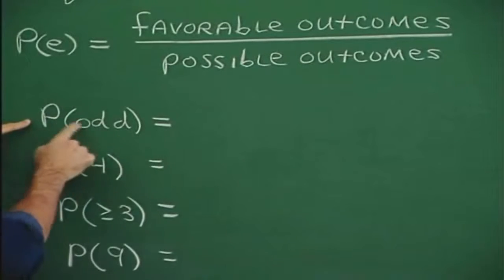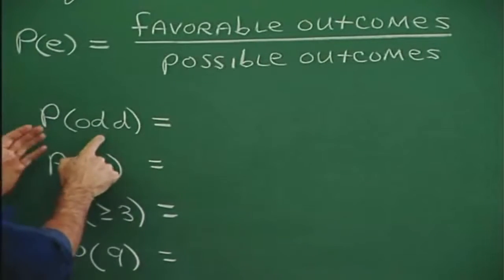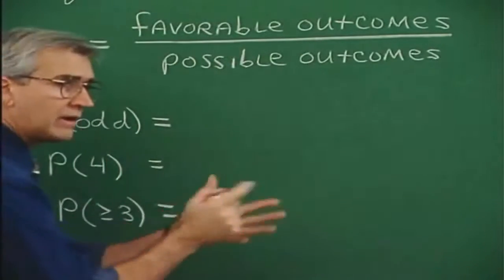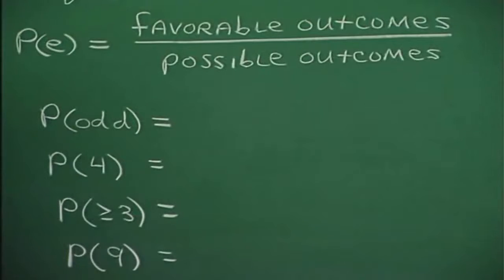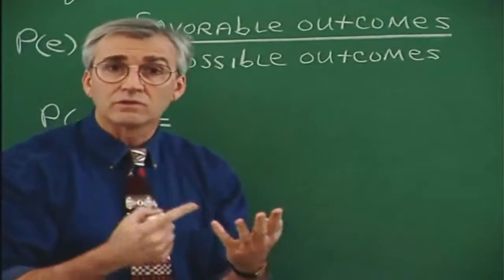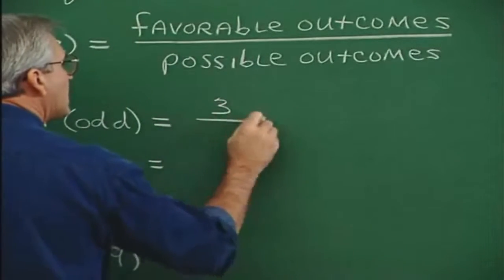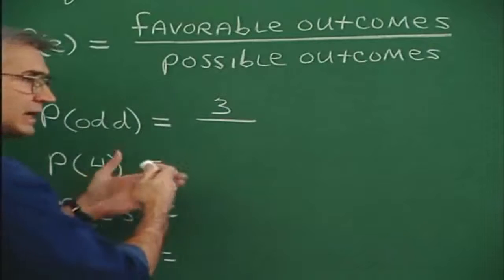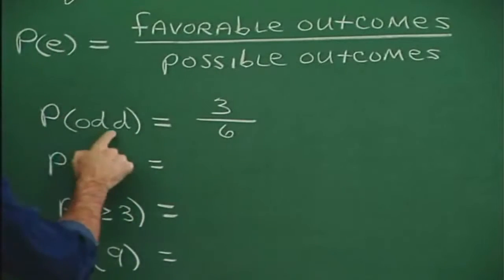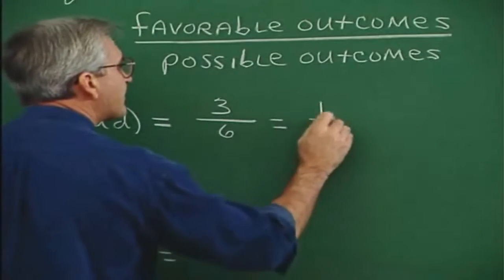Now, for example, the probability of odd. Well, let's see, the probability of an odd number, that's our event here. Now, how many favorable outcomes are there? How many odd numbers are there on the various faces of the die? Well, there are, let's see, 1, 3, and 5. Those are the odd numbers. So there are 3 favorable outcomes. The possible outcomes, the entire sample space, the number of items in that sample space is 6. So the probability of rolling an odd number would be 3 out of 6, or 1/2.